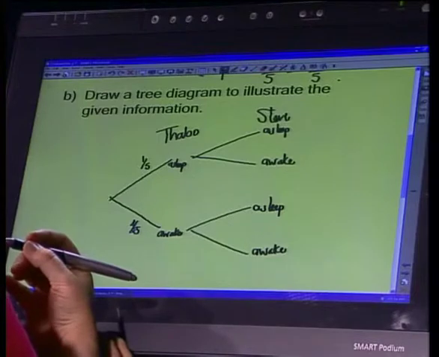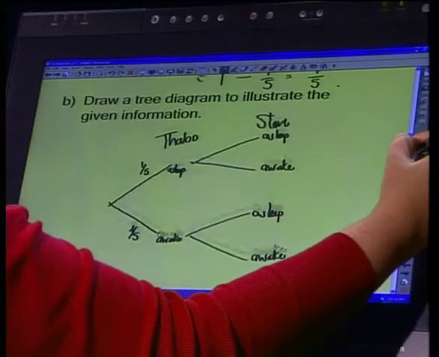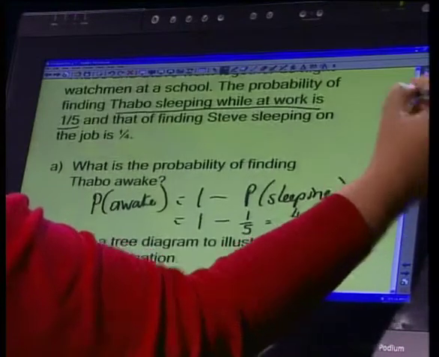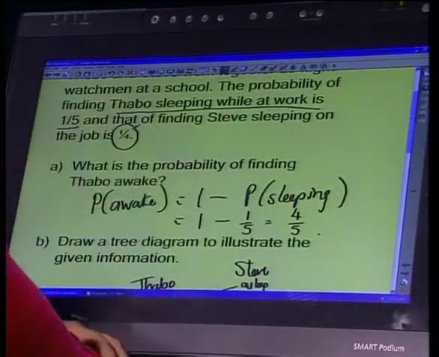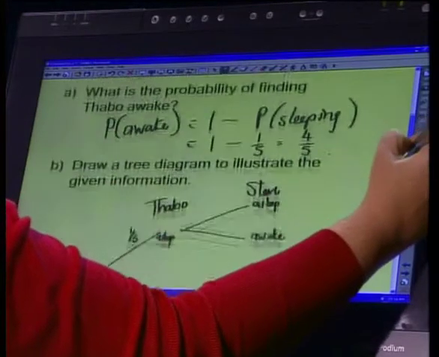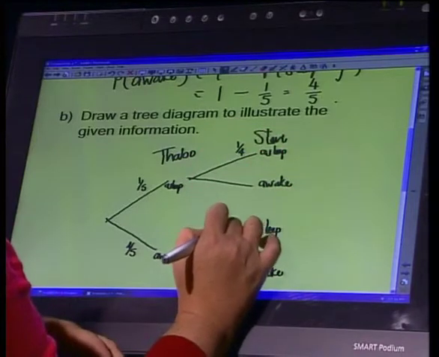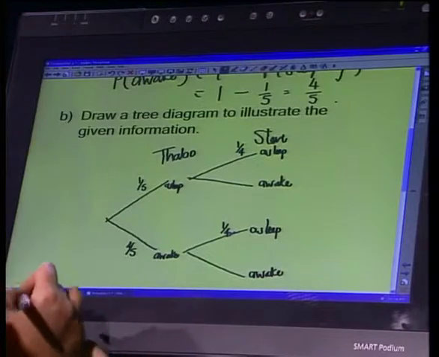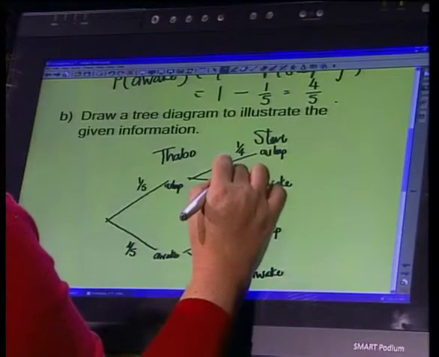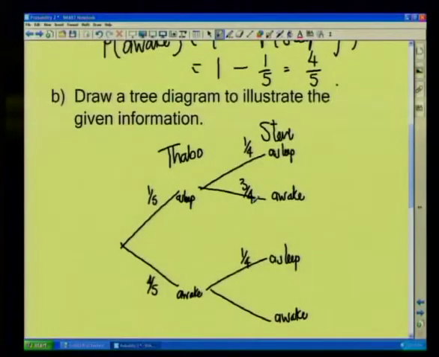Right, and then we've got Steve. Okay, he's totally separate to Tabo, so his information is totally different. We need to go and look it up. He slept 1/4 of the time at work, so we need to fill in that Steve was 1/4, and that information would be identical at the bottom as well. And then obviously if he slept for 1/4 of the time at work, then he must have been awake for 3/4, because 3/4 and 1/4 adds up to be a whole. So 3/4 at the bottom and 1/4 at the top.